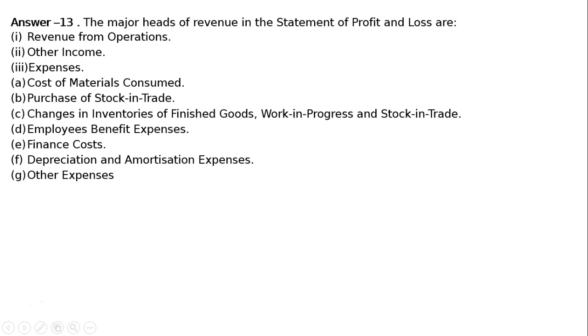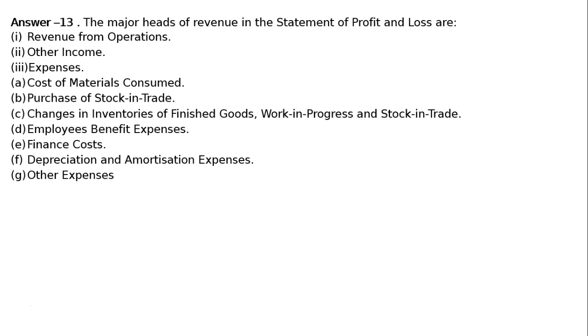That is expense. The major heads of expense are: A, cost of material consumed; B, purchase of stock in trade; C, changes in inventories of finished goods, work in progress and stock in trade; D, employees benefit expenses; E, finance costs; F, depreciation and amortization expenses; G, other expenses.